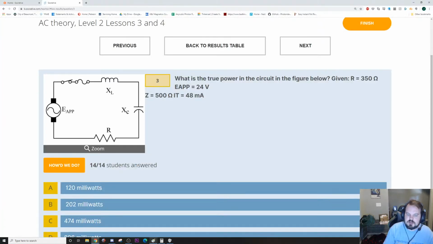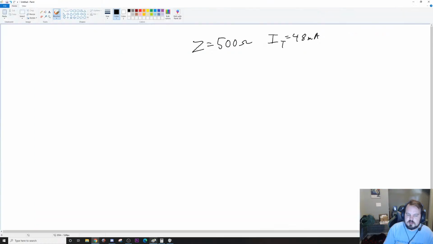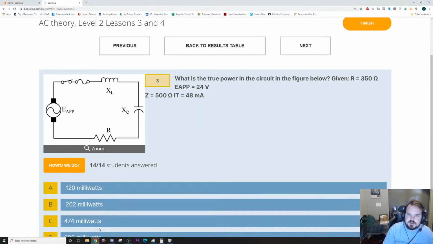E applied is 24 volts. So they didn't give us apparent power yet, but that's a simple matter of multiplication. Also, it's not what they're asking for. And then we need R, which is 350.